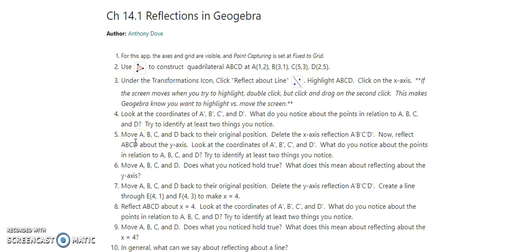Now here we may have to do a little bit of scrolling back and forth to do the reflections in GeoGebra, so let's just take it a little bit at a time. We're going to create the quadrilateral, and then we're going to use reflect about line, and we want to click on the x-axis to see what happens.